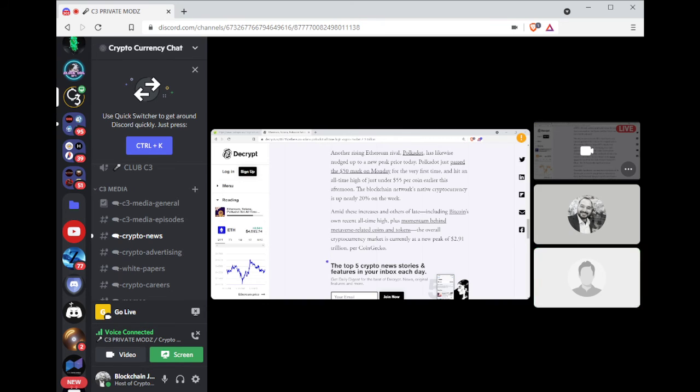Amid these increases and others of late, including Bitcoin's own recent all-time high, plus momentum behind metaverse-related coins and tokens, the overall cryptocurrency market is currently at a new peak of $2.91 trillion per CoinGecko. Now, that was not completely accurate, but you guys can look for yourself. I'm telling you, man, we're going to be at 3 trillion.